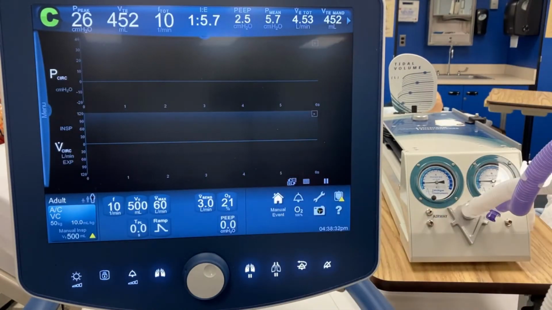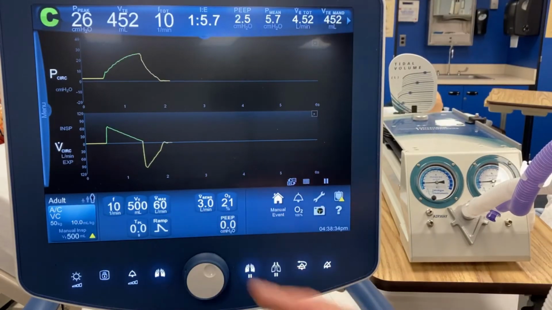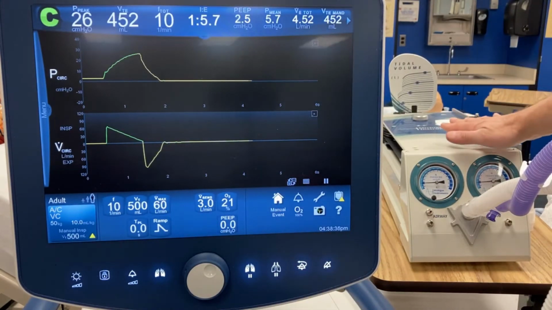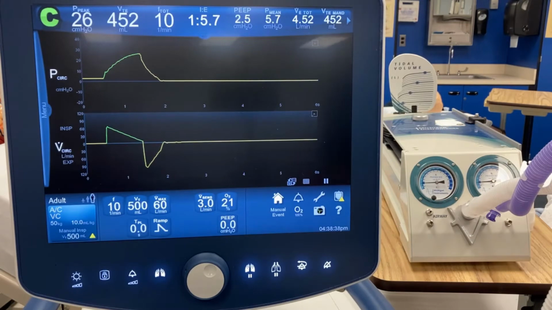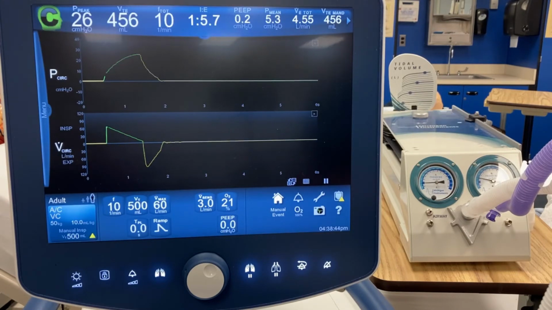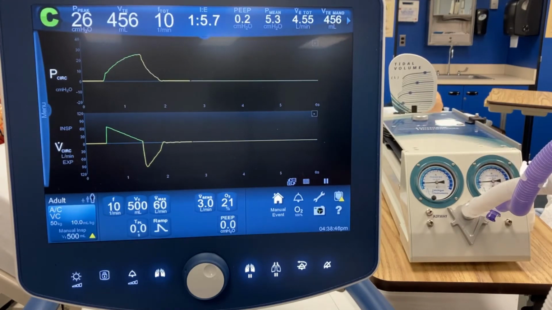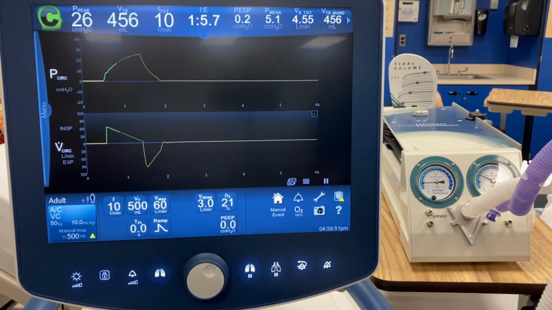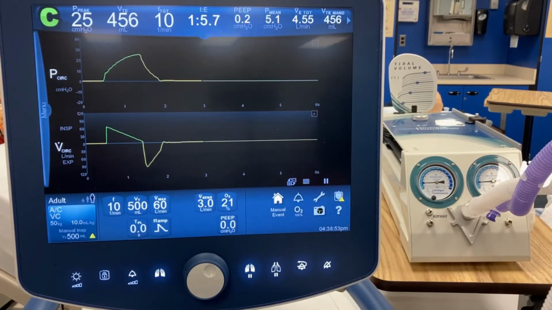Okay, so right now I have it hooked to this test lung here, and there's no airways in there, so there's really no resistance that's anything measurable. It's just a big spring-loaded bellows, but you can see it's going up there, and so the ventilator is pushing 500 milliliters into this. And here we go.